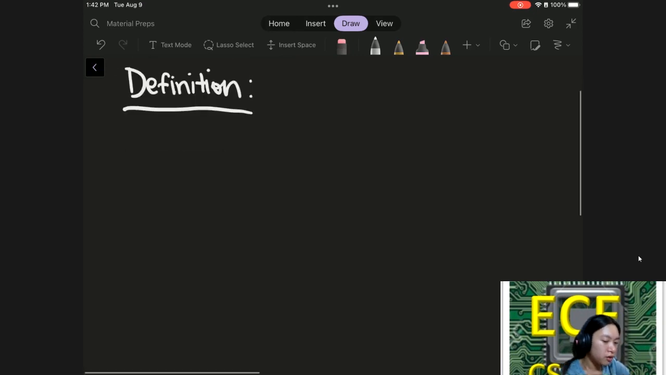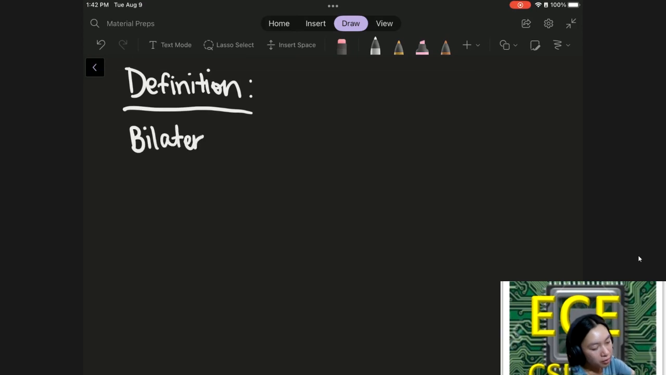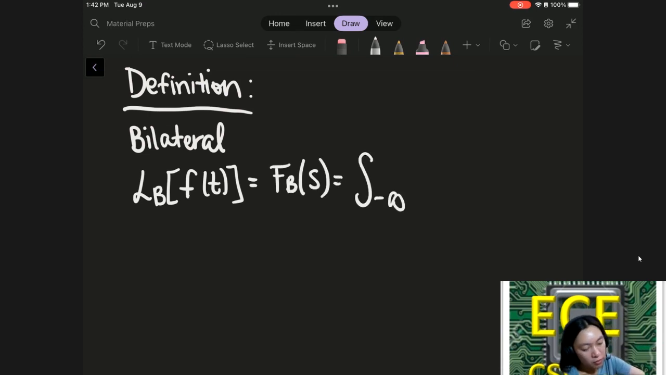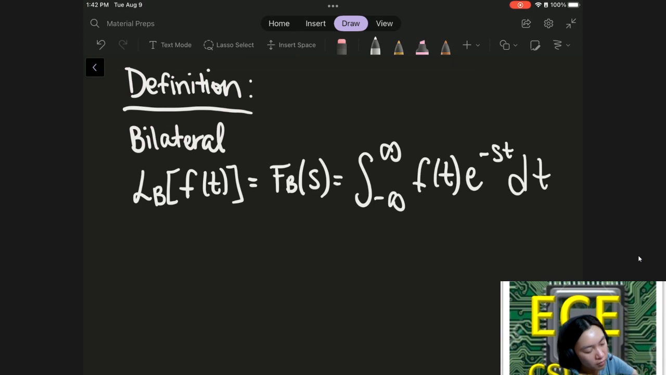So there's the bilateral Laplace, where it's L_B of f of t. This notation means I'm applying the bilateral Laplace to a function f of t. To do so, we can write F of s equals the integral from negative infinity to infinity of f of t times e to the minus s t dt.